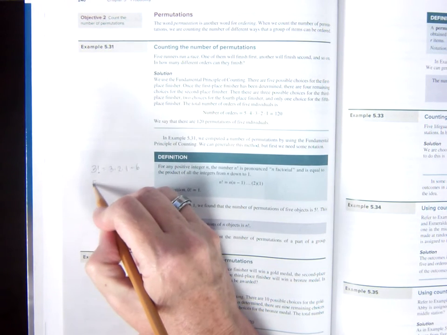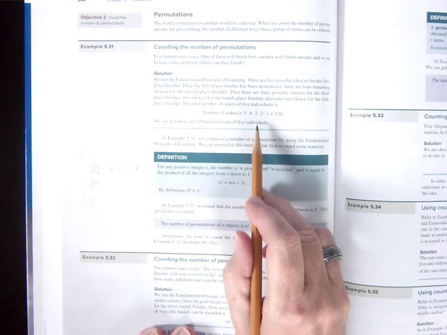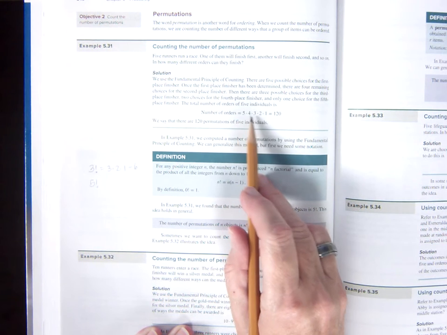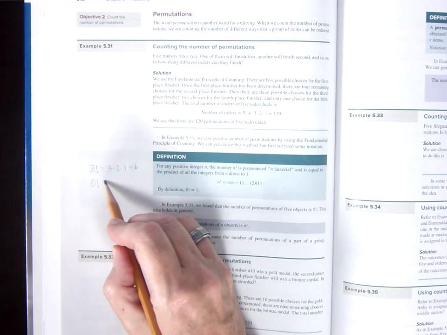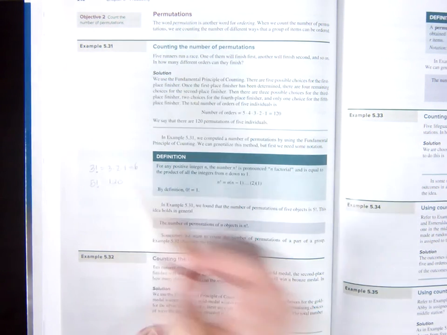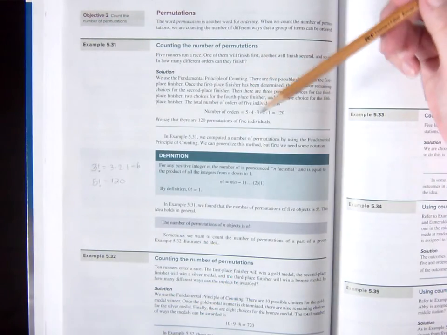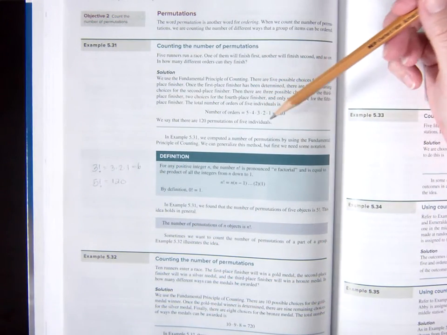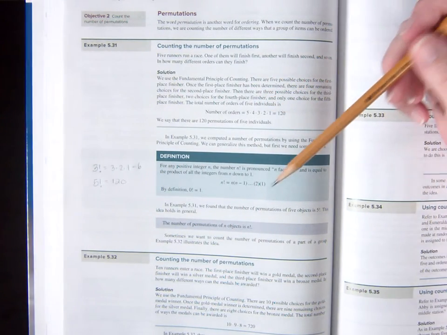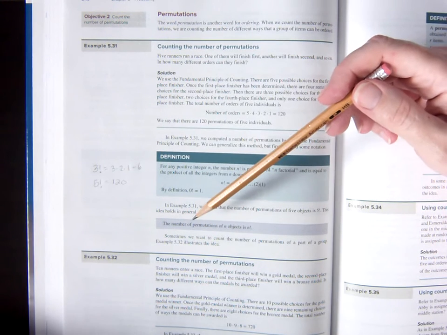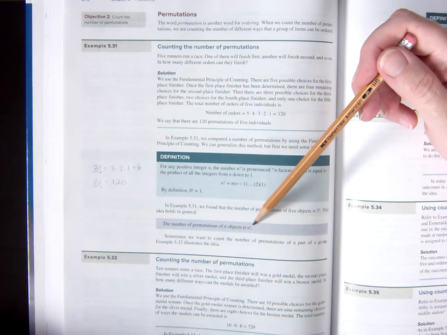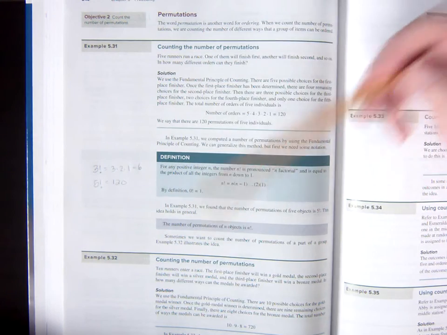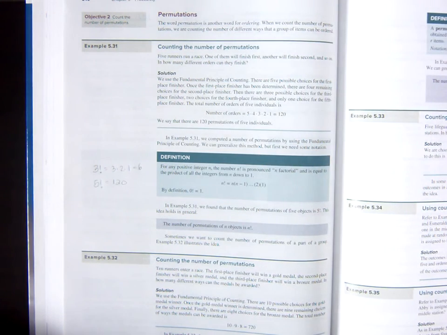I might have 5 factorial, like I just did up here. 5 times 4 times 3 times 2 times 1 is 120. Okay, so that's what factorial is. We take it down to 1 and we multiply them all together. So, in general, the number of permutations of n objects is n factorial. Now, sometimes there's other stipulations that come with this, and we're going to take a look at that.